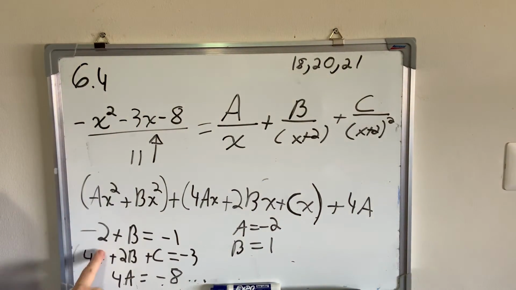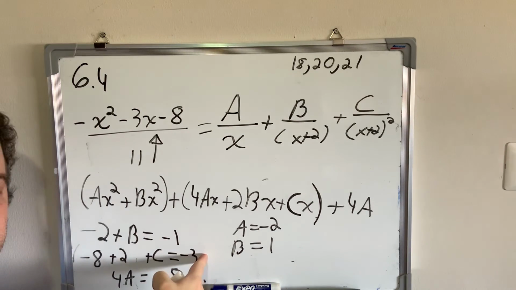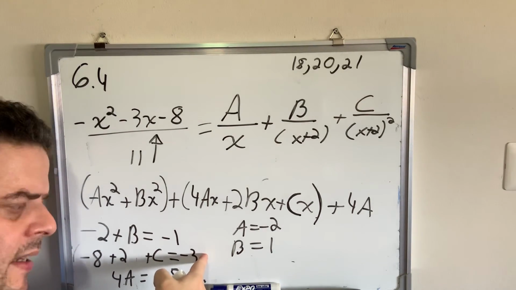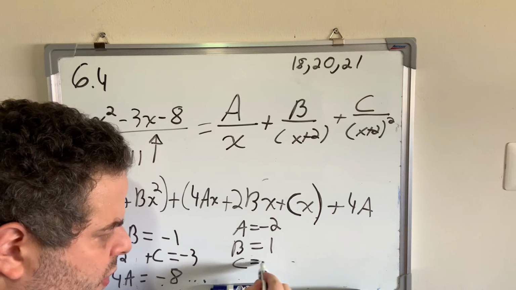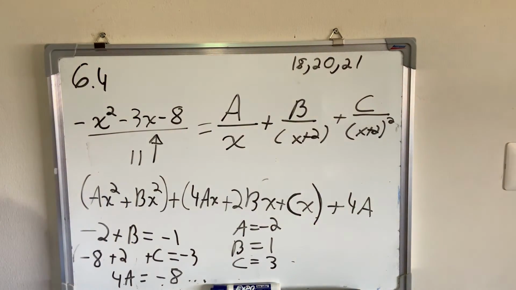Now when you substitute here, -2 times 4 is -8, and 1 times 2 is 2. You add these two, I end up with -6, and when I isolate c here, plus 6, 6 minus 3 is 3. So c equals 3. And there's your answer.